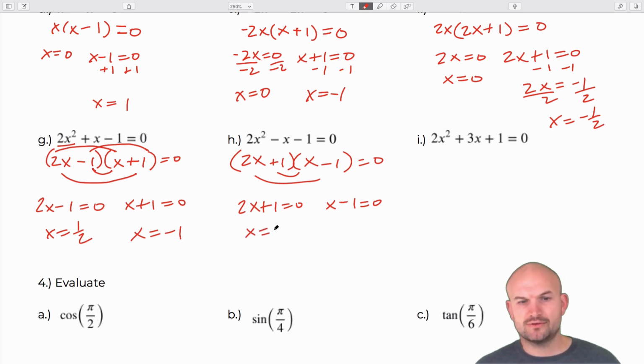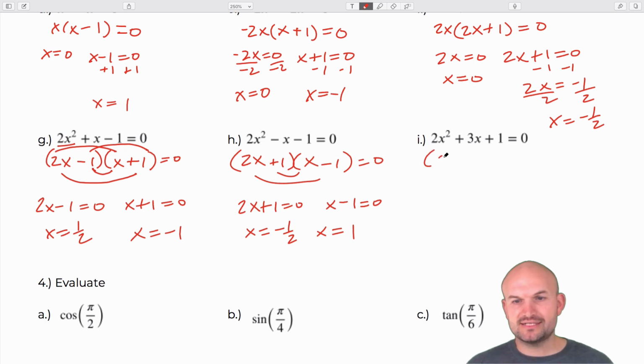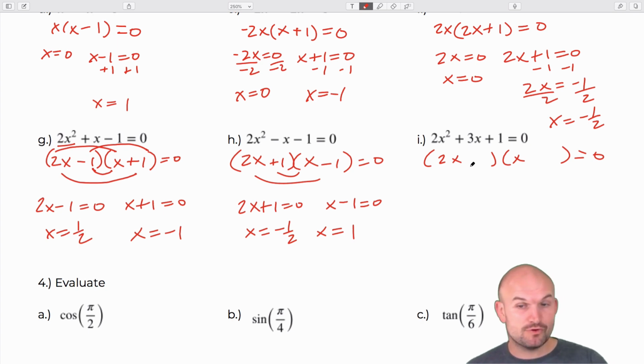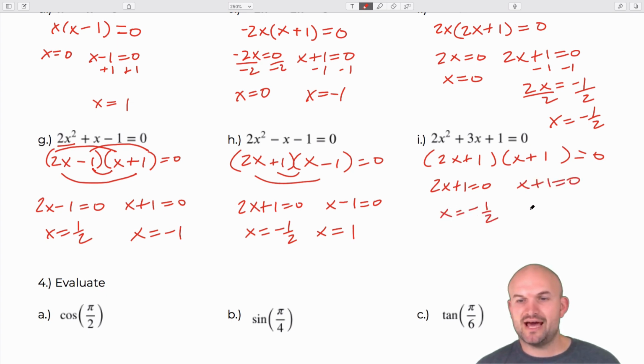Therefore, x equals -1/2 and x equals +1. Now in the next example, again, we see this 2x and 1. So I say, well, all right, it's going to be a 2x again and an x. The last two terms are +1. So that could be a +1 and a +1, or a -1 and a -1. And I look at my middle term, and since my middle term is positive, my two 1s have to both be positive. So therefore I have 2x plus 1 equals 0 and x plus 1 equals 0. So therefore, x equals -1/2 and x equals -1.